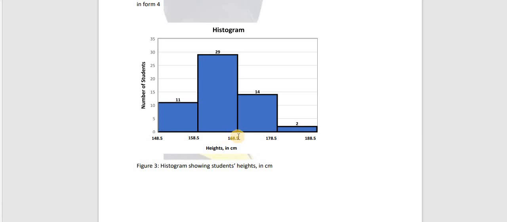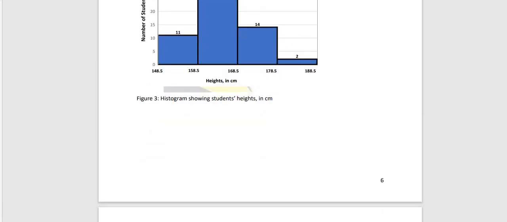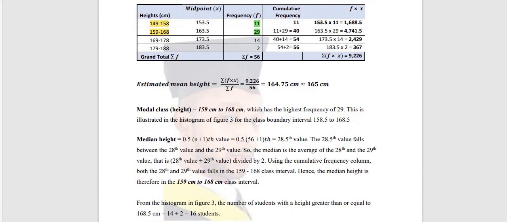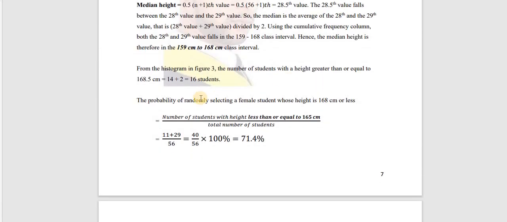What about students who have height less than 168.5? You add 11 plus the 29. Remember, this is a boundary, 168.5. So anything less, you add these 2 figures. Anything greater, you add these 2 figures. All right, anyways, let's go down to the probability.